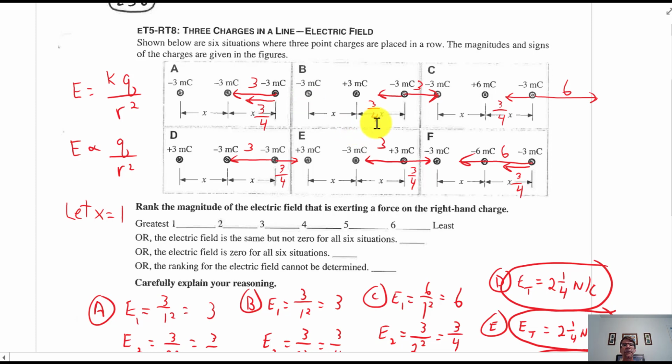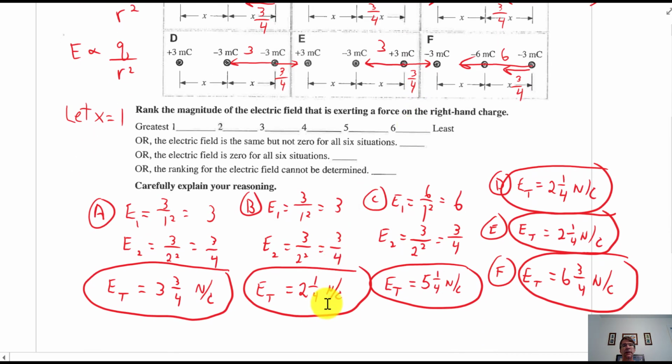So what's the net field right now? Well, now you have to subtract these two. So 3 minus 3/4 is 2 1/4. That's just so we can compare B to A. A is 3 3/4, so for B, it's a smaller net field. We'll do one more and then we'll summarize.